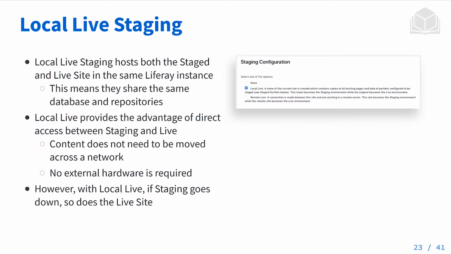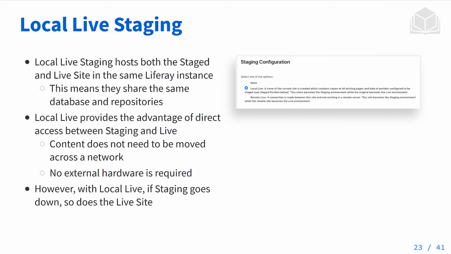Let's first talk about local live staging. So local live staging hosts both the staged and live site in the same Liferay instance. So local live provides the advantage of direct access between staging and live. So content does not need to be moved or copied over or anything like that, and you don't have to get any other external hardware involved. So this can help keep costs low for you and your team. But with local live, if staging goes down, so does the live site. We also have that overlap between our assets, so anything that happens to the database or the repositories within your staging will also affect your live as well.